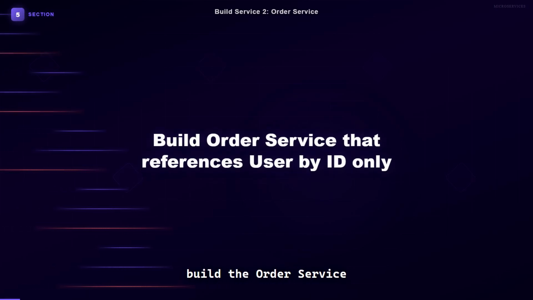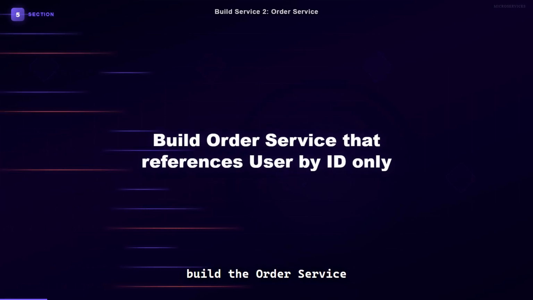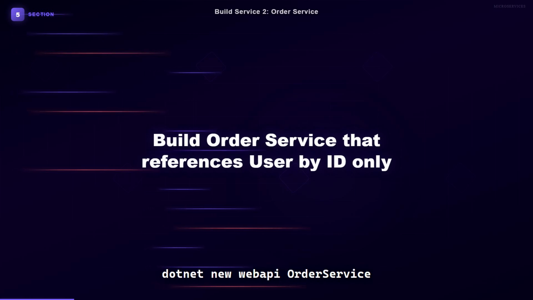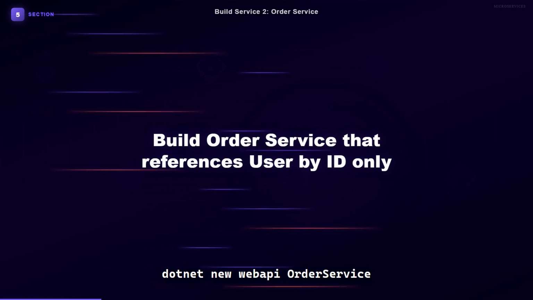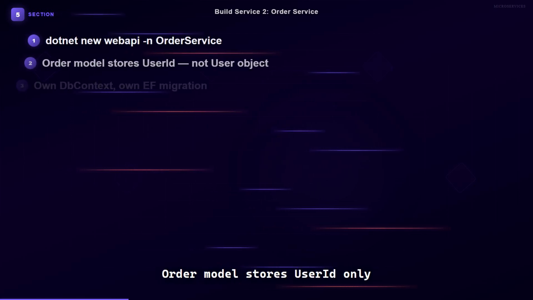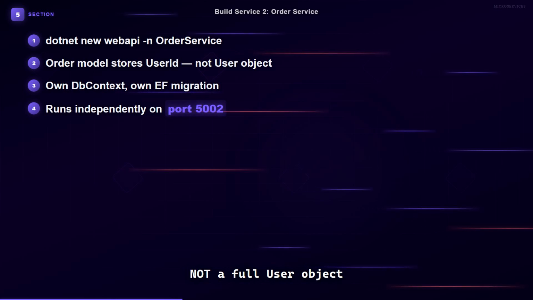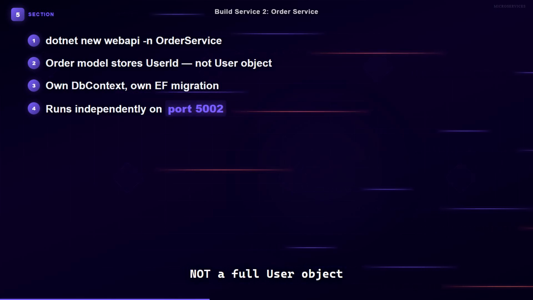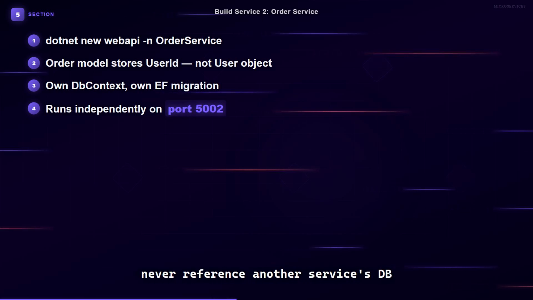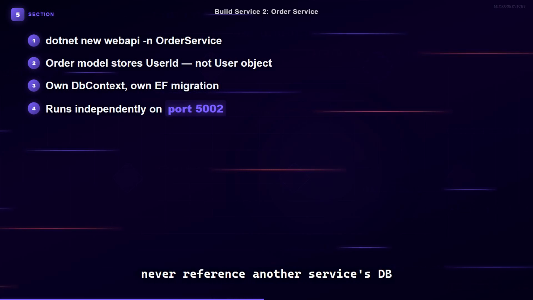Section 5. Building the order service. Same process. dotnet new webapi, name it OrderService. But here's the critical design decision: the order model stores a user ID integer, not a full user object. This is database per service isolation. Order service never touches user service's database.